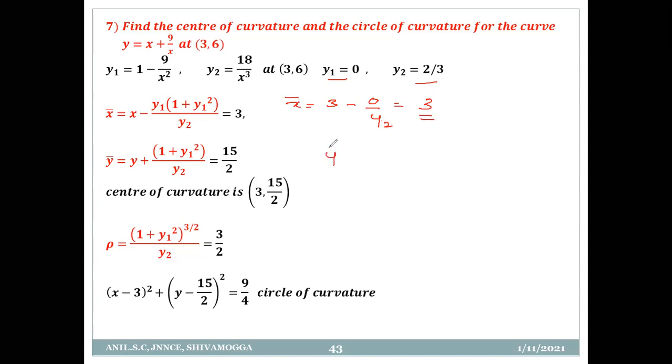Next, y bar. Y bar is given by y plus 1 plus y1 square divided by y2. Y is 6 plus 1 plus y1 square. Y1 is 0. Therefore, y1 square is 0. 0 plus 1 is 1 divided by y2 and y2 is 2 by 3. This is equal to 6 plus 3 by 2. 2 into 6 is 12. 12 plus 3 is 15 divided by 2. Therefore, center of curvature x bar comma y bar, x bar is 3 and y bar is 15 divided by 2.